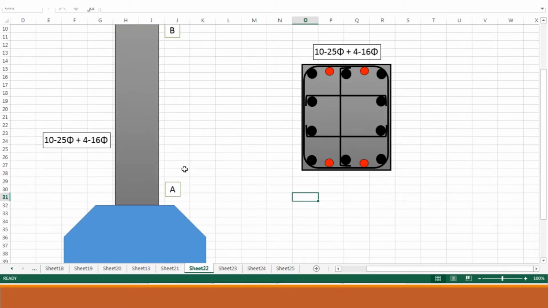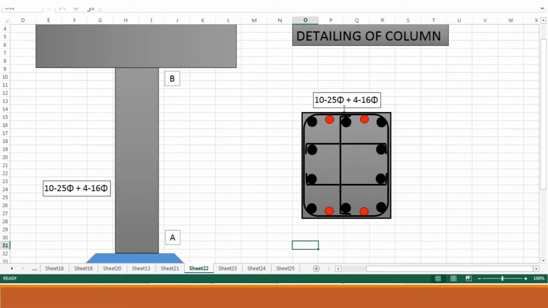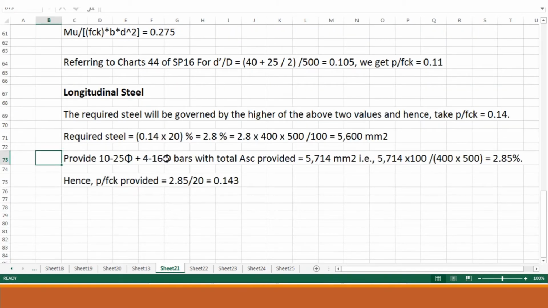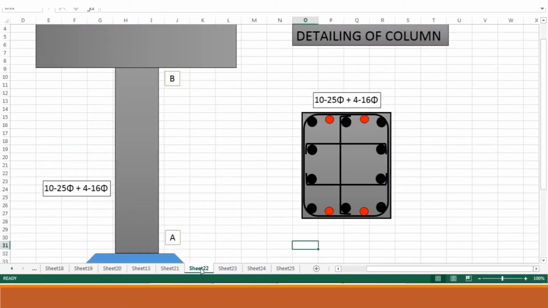Now for the detailing of the column, the first thing is the detailing of the longitudinal bars. Now we know what we are providing: 10 bars of 25 mm and 4 bars of 16 mm. These are the 4 bars of 16 mm and the rest are the 10 bars of 25 mm. They are provided with cross ties here.